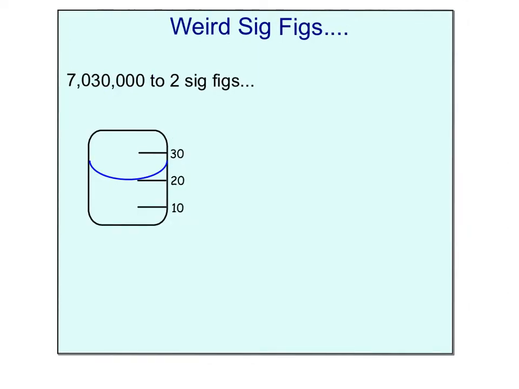There are a couple of instances where weird sig figs happen. Examples like this you wouldn't necessarily see on a quiz or on a test, but you might see them in real life when we're doing labs or you're collecting your own data.